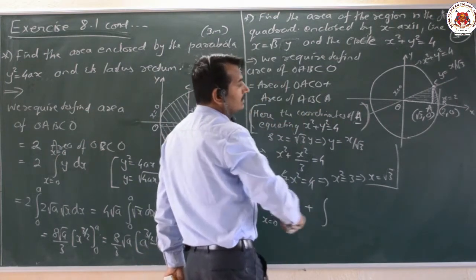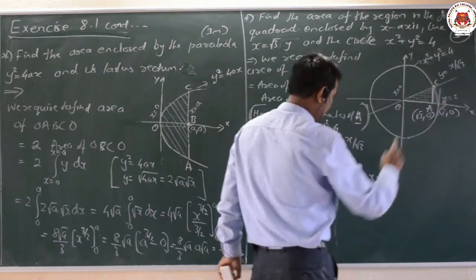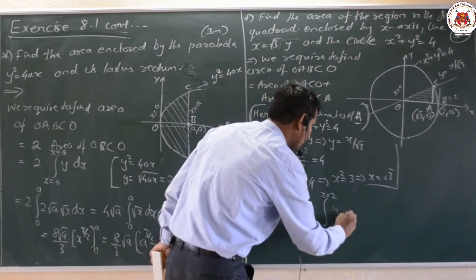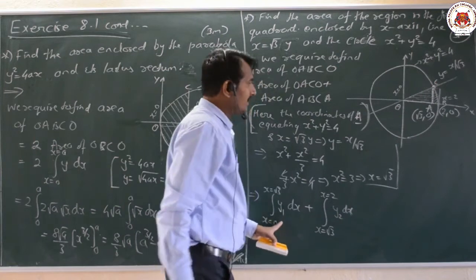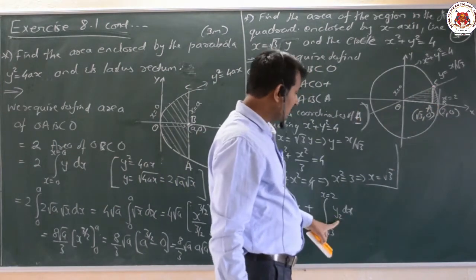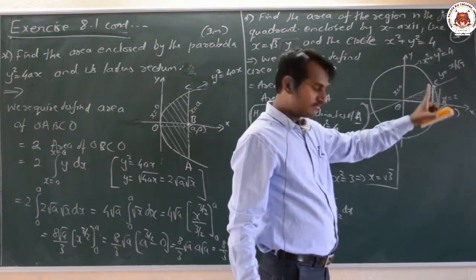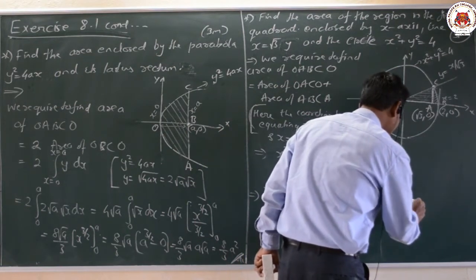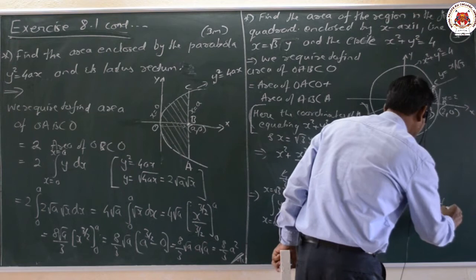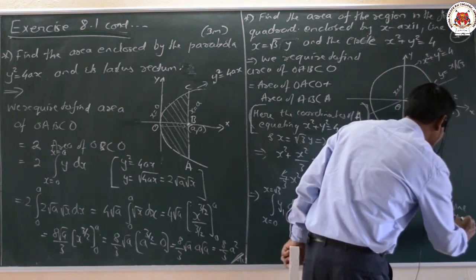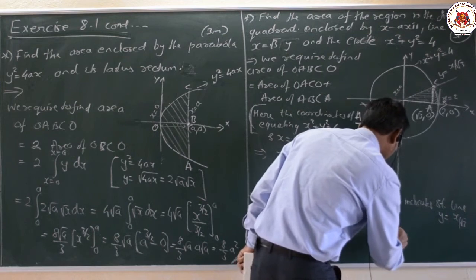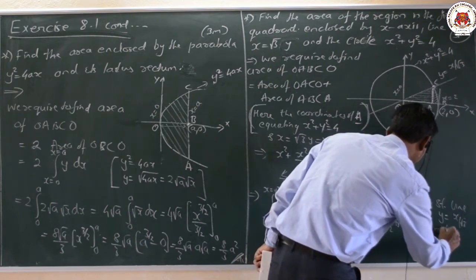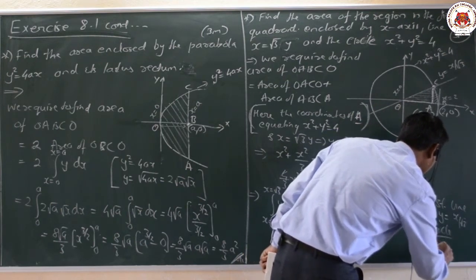area of ABCA. That means right from here root 3 to 2, that is nothing but x equal to root 3 to x equal to 2, that is y2 dx. So here y1 indicates the equation of the straight line here, and y2 indicates here the circle. Okay, here y1 indicates the straight line, that is y is equal to x by root 3, and y2 indicates the circle, that is y is equal to root of 4 minus x square.